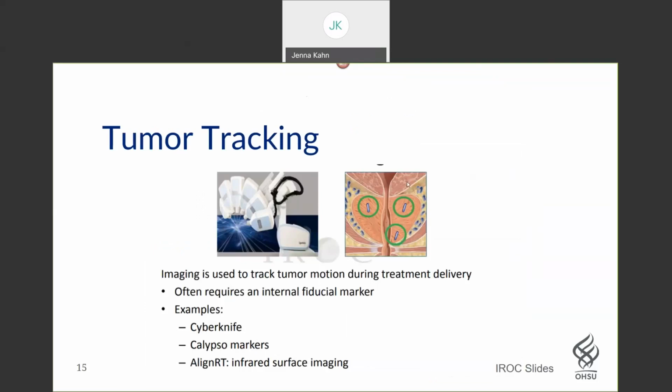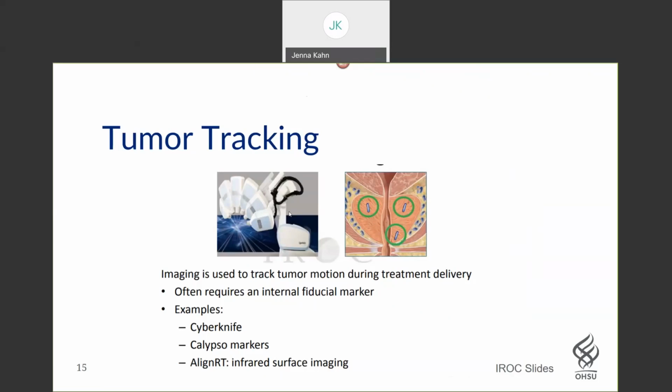Other things that we can do to track or help us with our treatment delivery is we can use different kinds of imaging to track the tumor motion during the treatment. So that might be, in prostate cancer, we can put fiducial markers or gold marker seeds or Calypso marker seeds. Those are markers that are placed into the prostate so that we can watch them move during treatment or line up to these marker seeds.